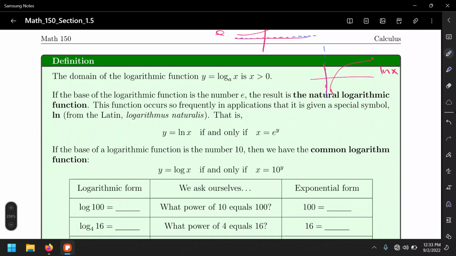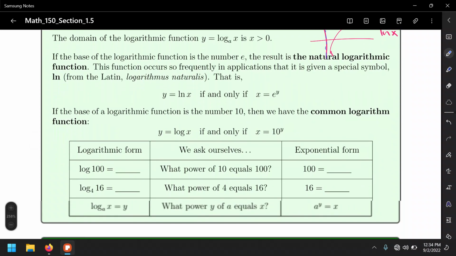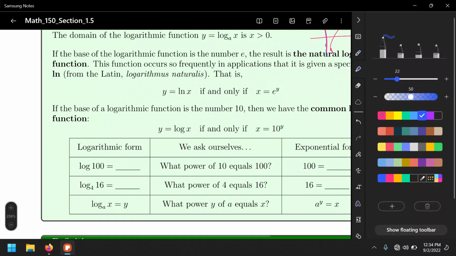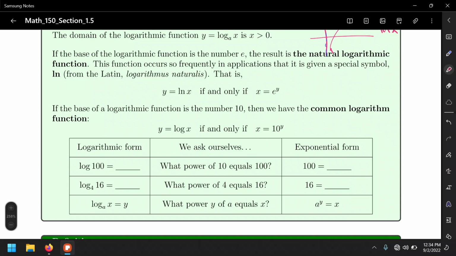All right, now as opposed to exponential functions, we just call it exponential function, a to the x, 7 to the x, e to the x, even though e to the x is the natural exponential function because the base is a special number, e, Euler's number. However, logarithms have two special presentations, and the number one special presentation is the natural logarithm.